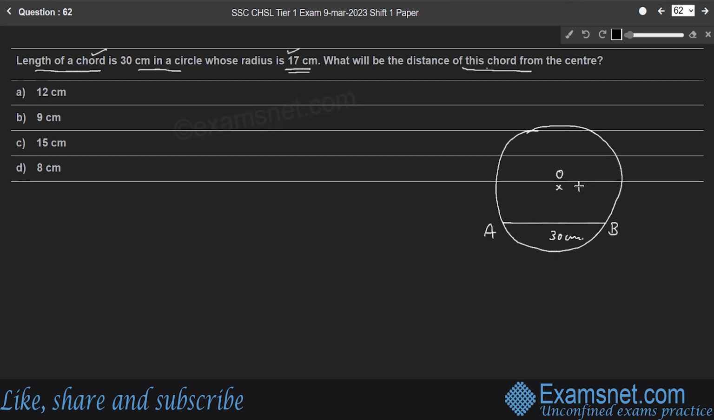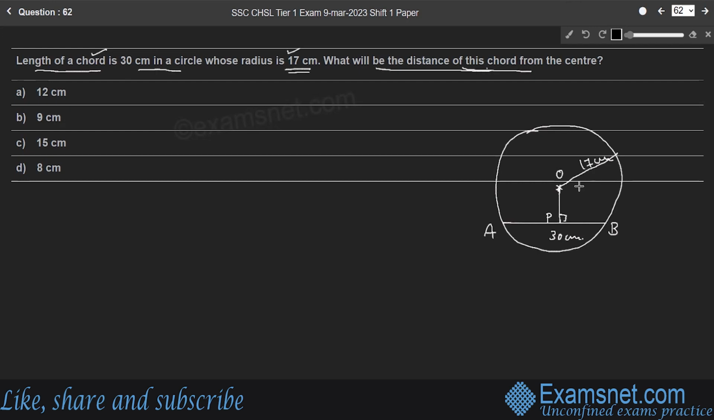And radius of the circle is 17 centimeter. So let's consider a radius of the circle, 17 centimeter. Here we need the distance of the chord from the center, that means the distance from the center to the chord. For that, let us draw a perpendicular from the center of the circle to the chord. So let OP be the perpendicular.